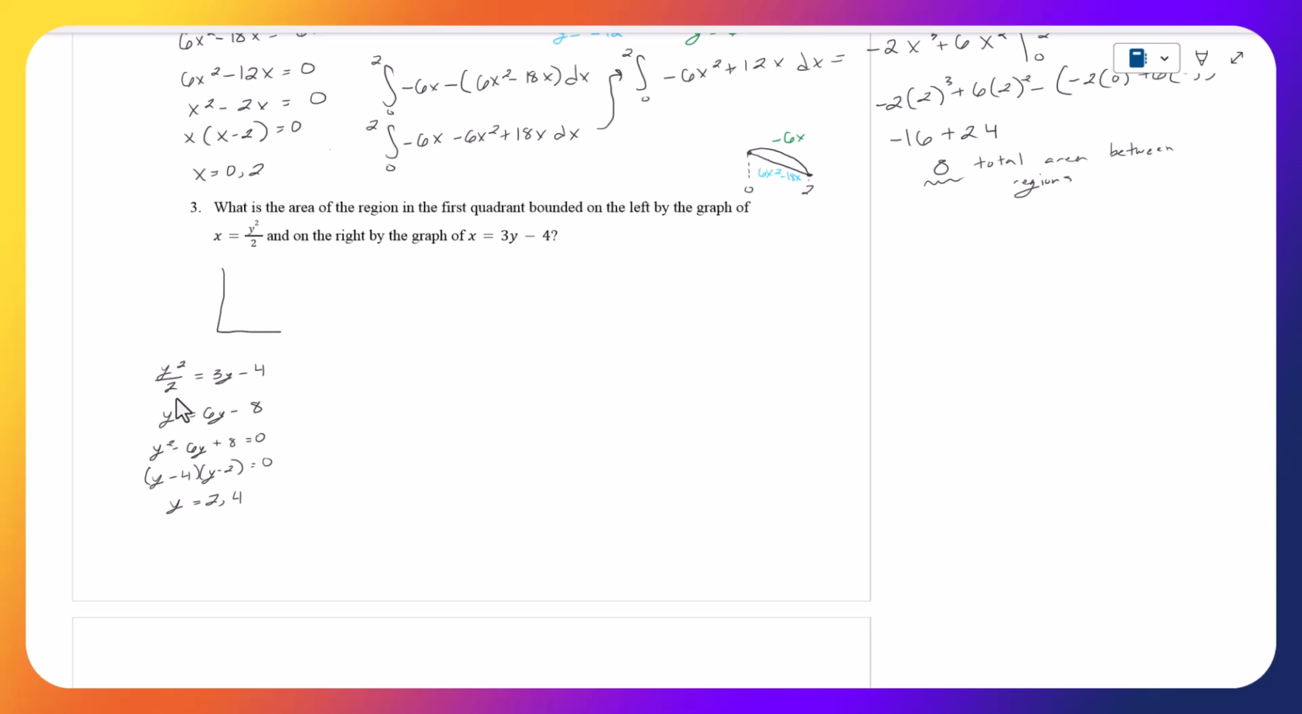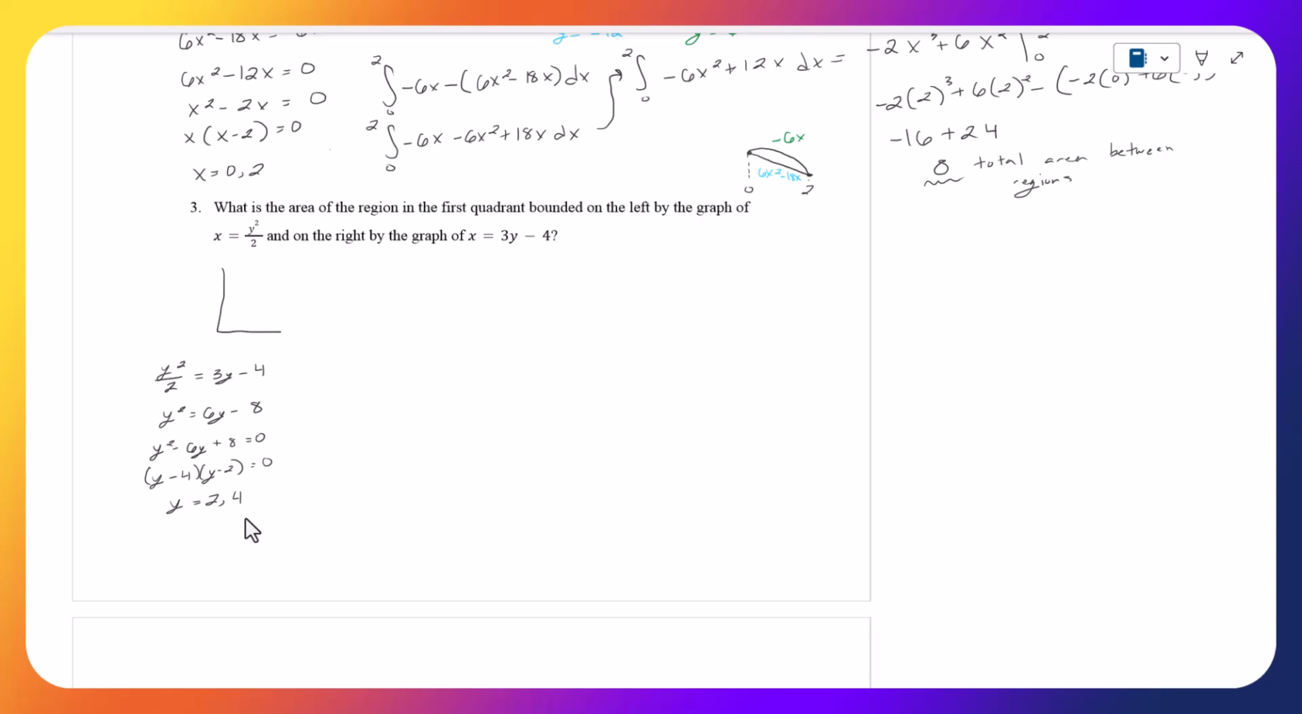Okay. So I worked it out. Y squared over 2 equals 3y minus 4. I multiplied everything by 2 to get rid of this denominator. So we get y squared equals 6y minus 8. I then moved everything to the same side. So I subtracted 6y and I added 8 to get y squared minus 6y plus 8 equals 0. I factored. I just did that mentally. Y minus 4, y minus 2. Our zeros are y equals 2 and 4.